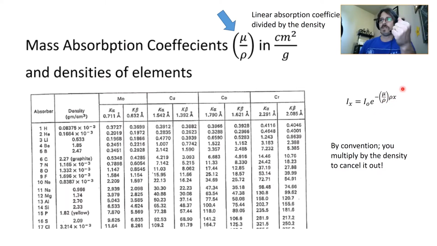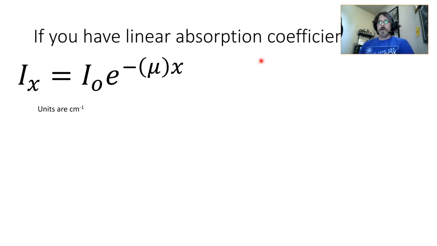For Beer-Lambert loss, you're really only caring about the linear absorption coefficient, but you have to use this flavor of an equation because the data is given to you in terms of mu over rho. If you have the linear absorption coefficient, your Beer-Lambert law changes, right? If you have the linear absorption coefficient, which is strictly mu, and the units of mu in this case are centimeters to the negative one, you don't have to worry about density.